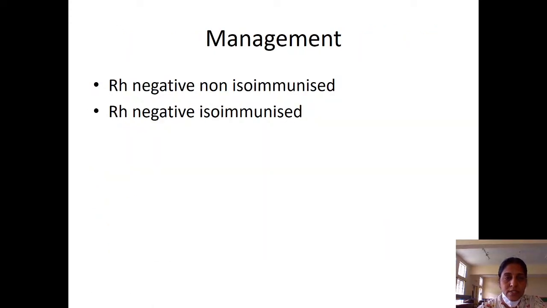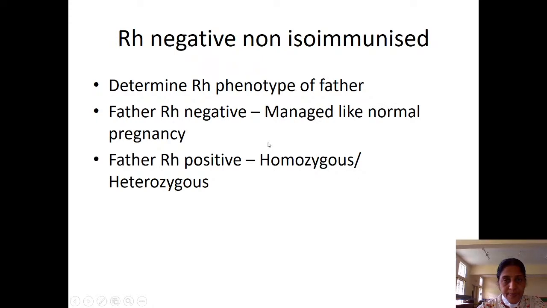And how to manage? We have to divide them into two groups. Rh negative non-isoimmunized, that means there is no antibody in the body, and the other group is isoimmunized, where there is already antibody. So first is Rh negative non-isoimmunized. First we should check the Rh phenotype of the father.